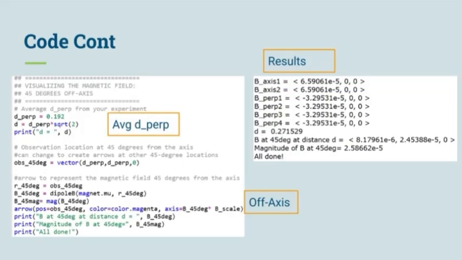Finally, the average d-perp for the second part of the lab was defined, and the magnetic field 45 degrees from the axis was visualized. As a result, we found that the magnetic field at 45 degrees from the axis in the computational model was 2.59 to a power of -5.